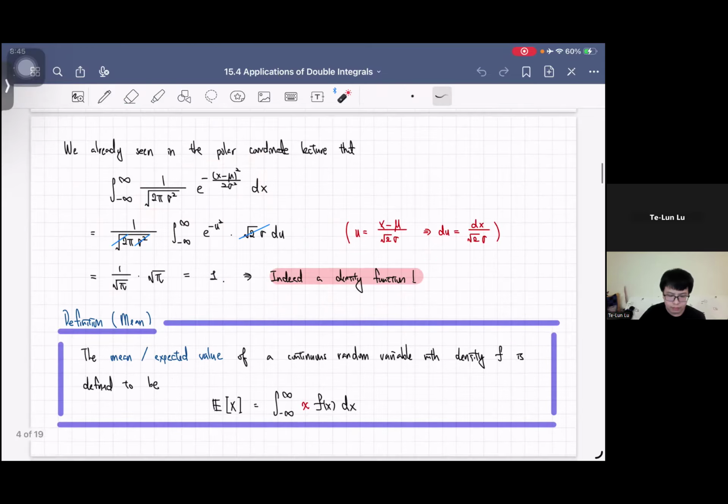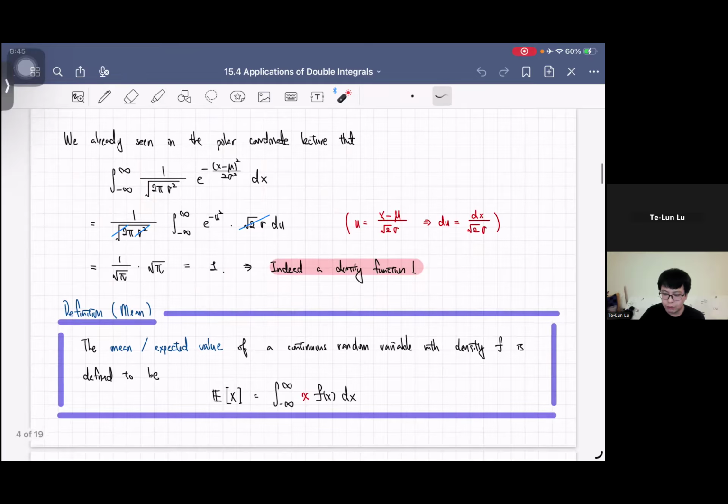If you want, I would say mostly it is covered here, but if you want more background on probability, you can see, I think, chapter 8 of the textbook, of Stewart's textbook. But I basically cover the part in chapter 8 and also the part in chapter 15 here.